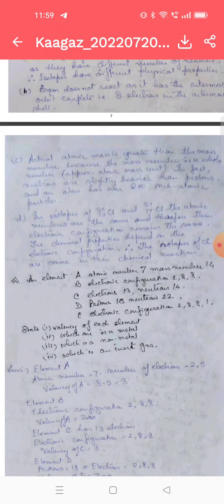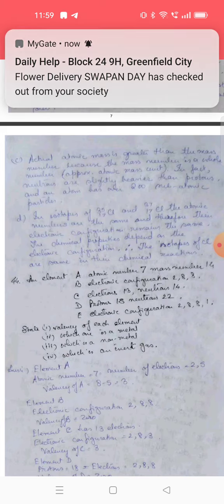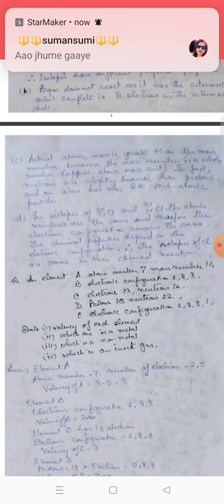Then A has atomic number 7, mass number 14. B has an electronic configuration of 2, 8 and 8. C has electrons 13 and neutrons 14. Then D has protons 18, neutrons 22. E has electronic configuration 2, 8, 8 and 1. So find the valency of each element.